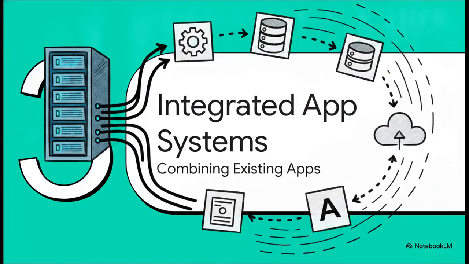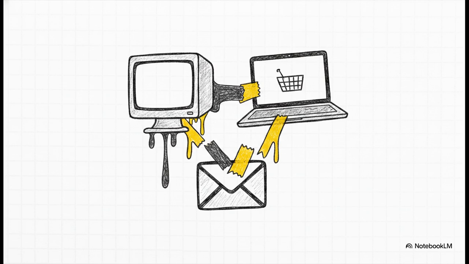Okay, Section 3, Integrated Application Systems. Often, engineers find themselves needing to build a new system by combining multiple existing applications together. We actually call the code that holds all this together glueware, which is pretty fitting. Imagine a company that has a very old legacy ordering system. They really don't want to replace it, but they need to connect it to a brand new e-commerce web platform and a modern email server.